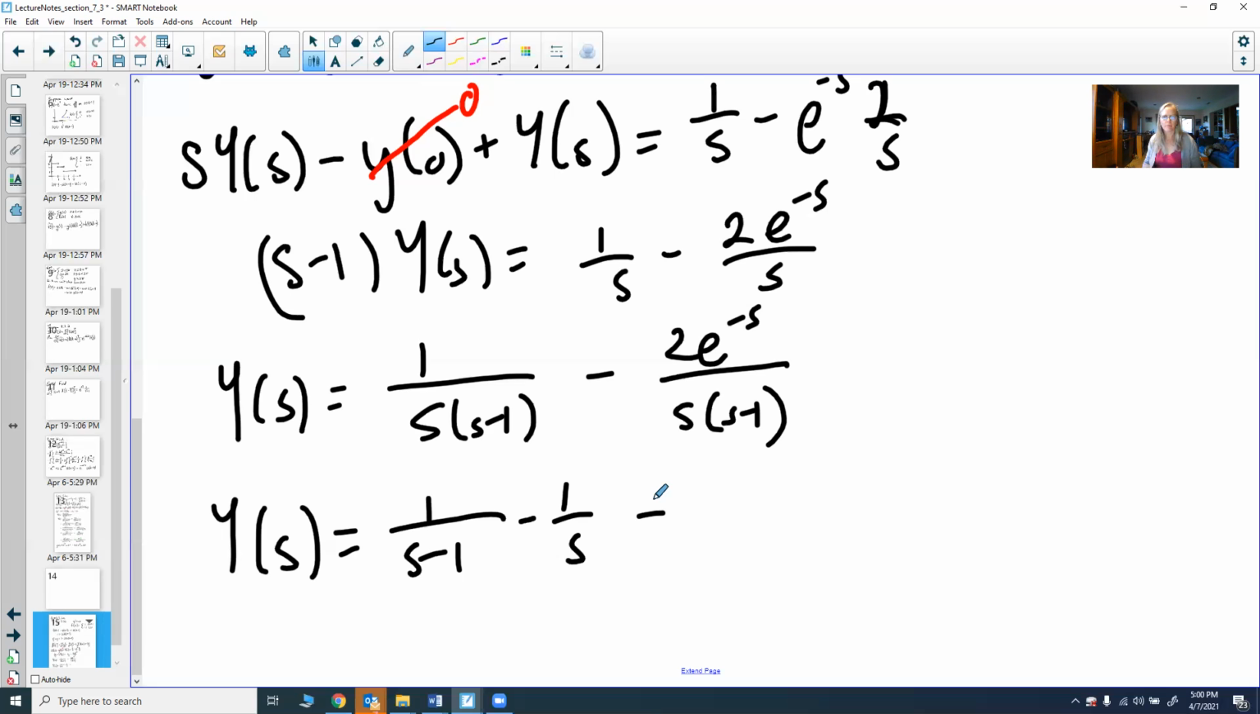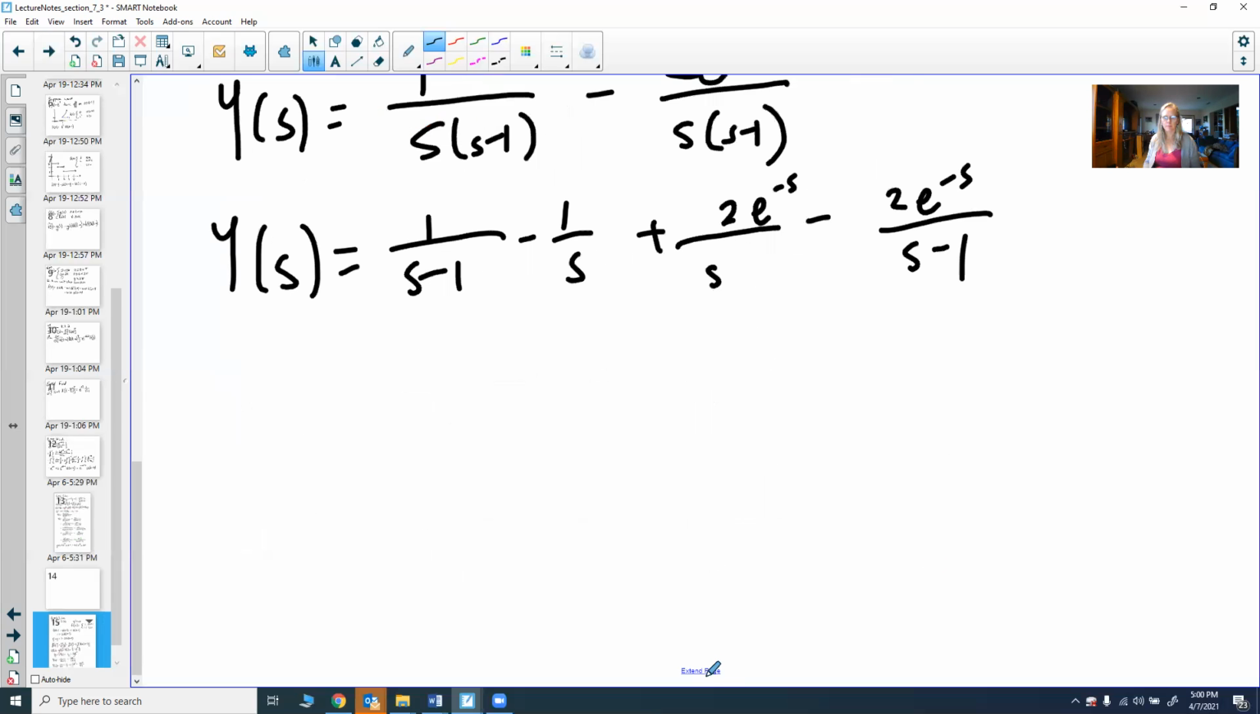Don't forget, you need to have multiplication. You can't just do s times s minus 1. You do need to have that multiplication symbol in there. So we're going to have, this goes as positive 2 over s times e to the minus s, minus 2 e to the minus s over s minus 1. Now we can do the inverse Laplace of this.